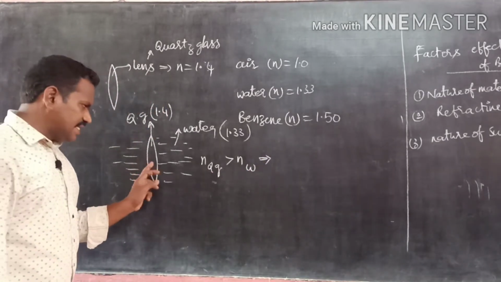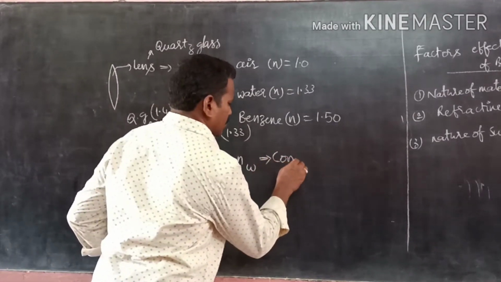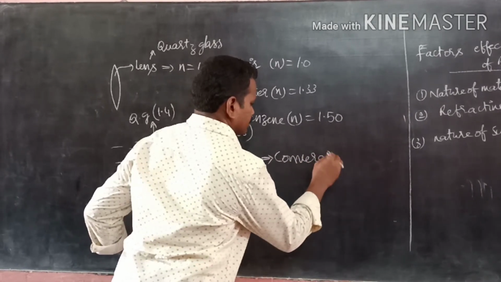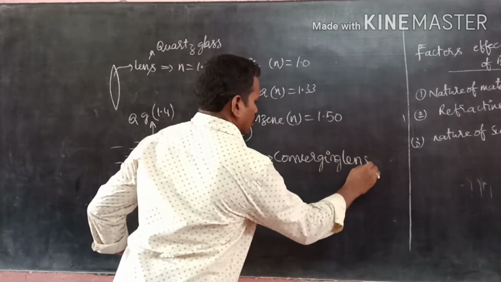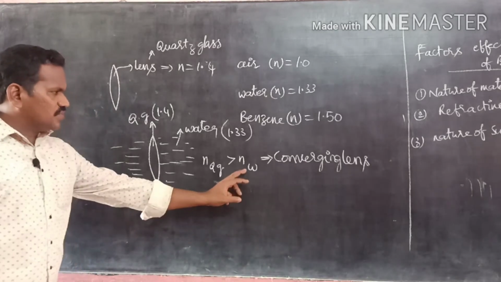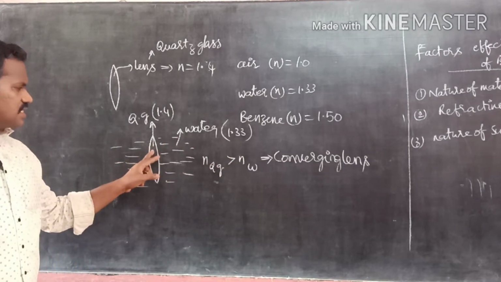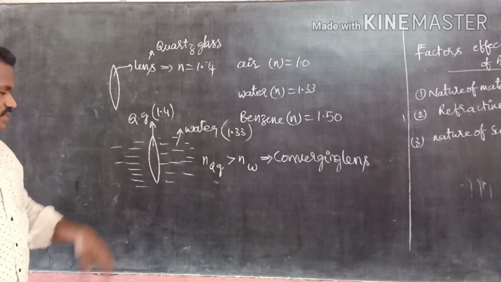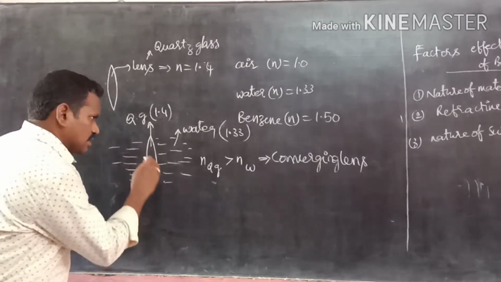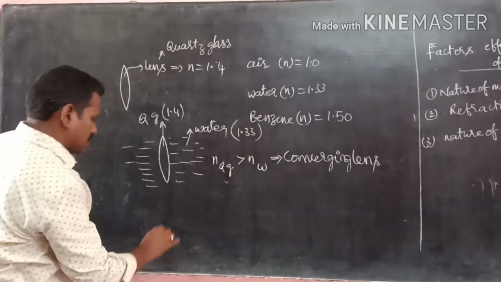Now this lens acts as a converging lens. Why? Because the refractive index of the surrounding medium is less than the refractive index of the lens. Then the lens acts as a converging lens.